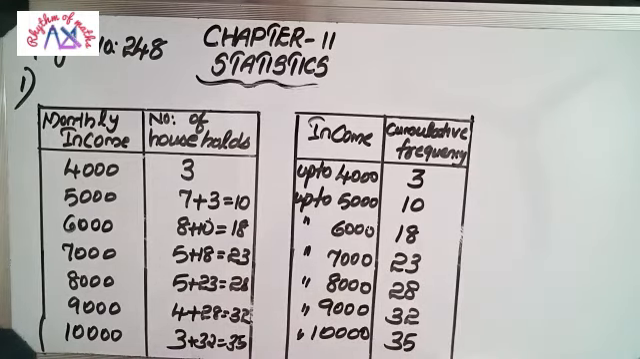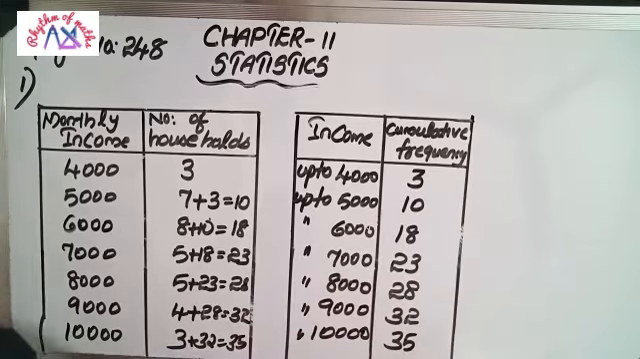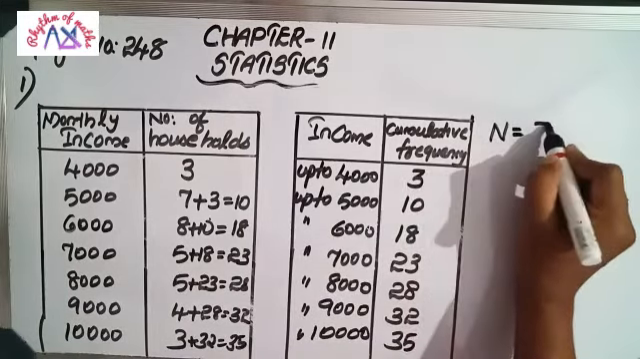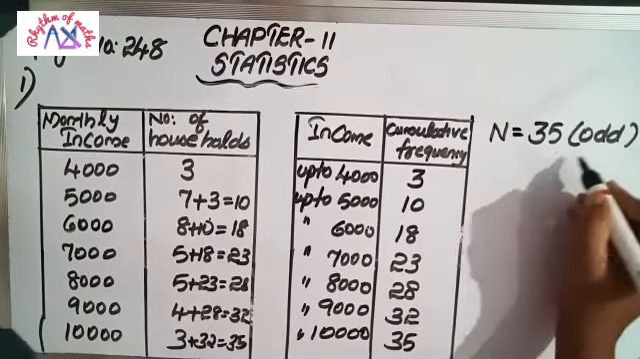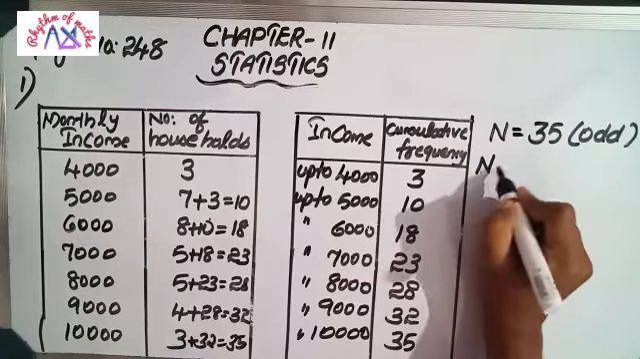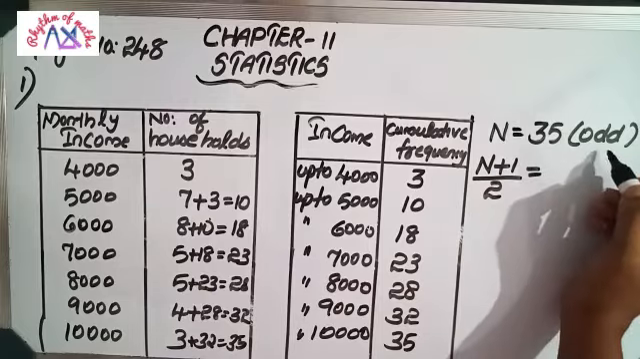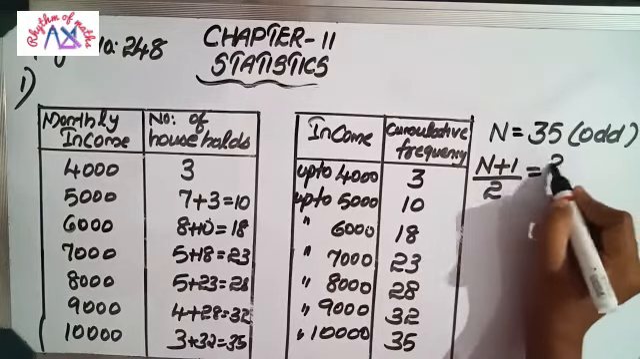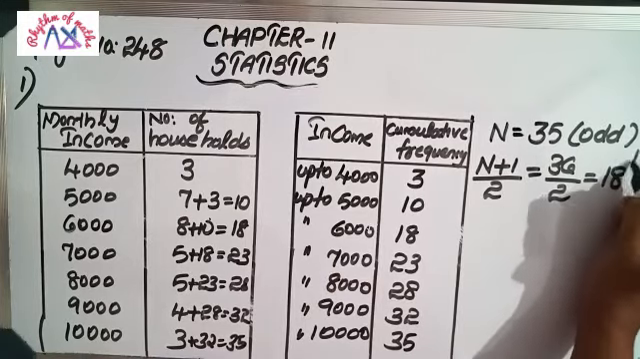Now to find the median, check the last number. This is the total families. So a total of 35 families are here, n equal to 35. 35 is an odd number. So if it is an odd number, you have to find n plus 1 by 2. So 35 plus 1, 36 by 2, that is the 18th position.